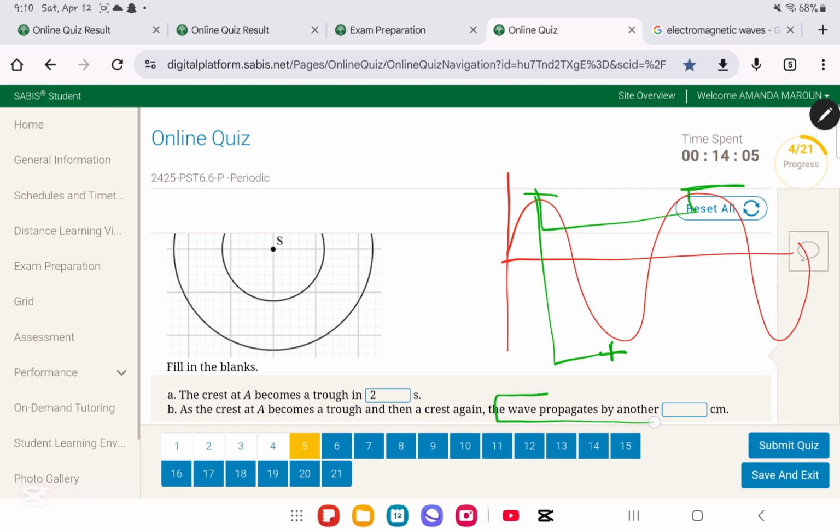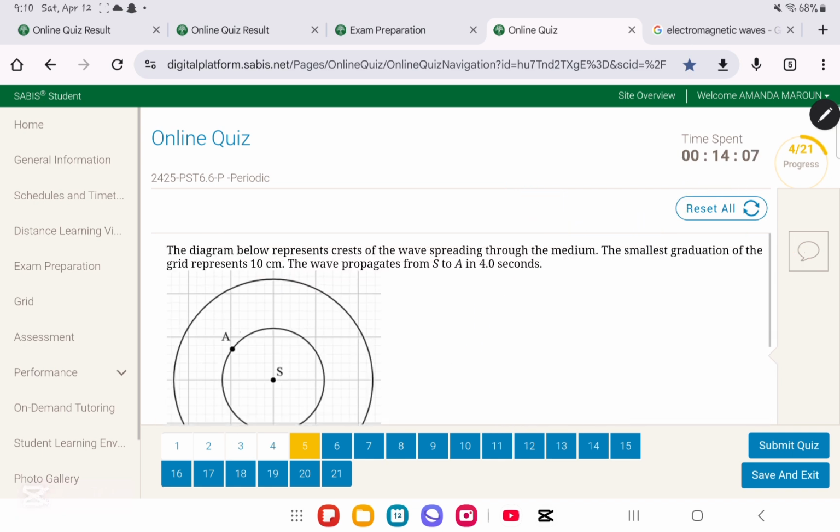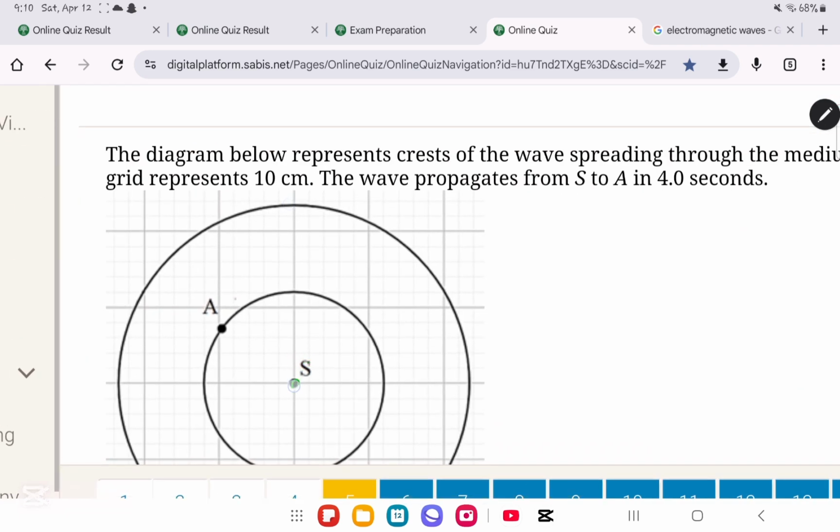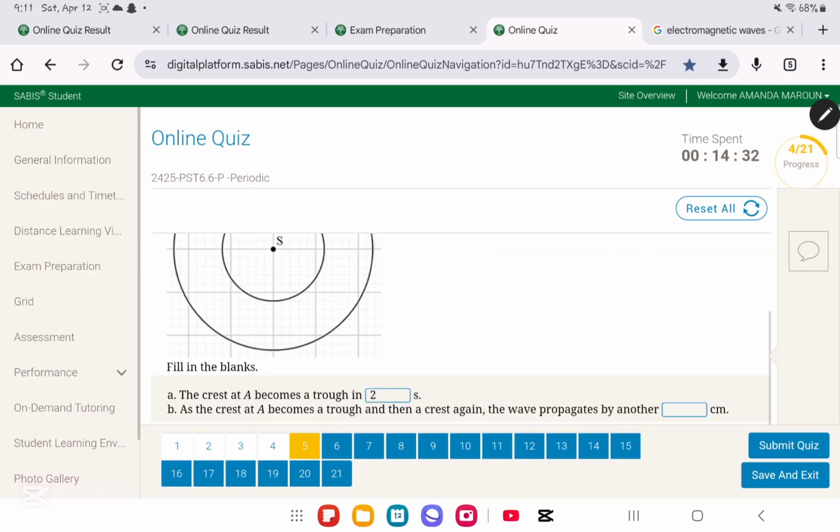They need how many centimeters this wave will propagate. So we know from S to A, it is from crest to crest. So let's say theoretically A is going to be over here. So it's going to be 1, 2, 3, 4, 5, and 6 blocks, okay? And how many centimeters is each block? It is 10 centimeters. So the total distance for it to become crest to crest is going to be 60 centimeters, okay?